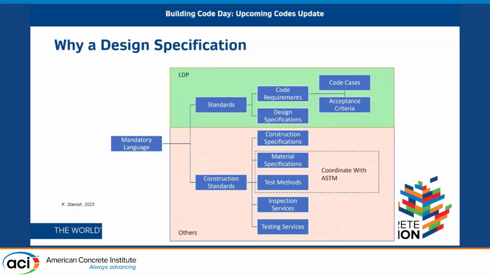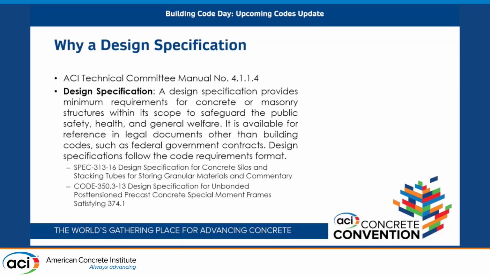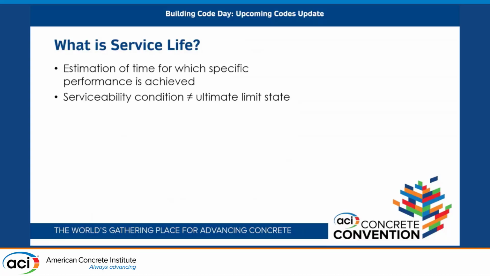And like I said, it's written in mandatory language, just like a code, but it only becomes an active part of the construction documents when the owner has made a decision that they want to have a structure that is going to be designed and constructed to last a specified number of years. Here's a summary. There are other design specifications within ACI. Like I said, they're not as frequent as codes and construction specifications, like 318 or 301, but for this special type of projects, they are available, and they could be the right solution for each application.